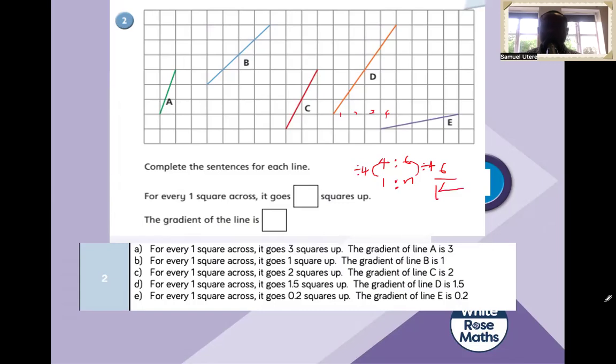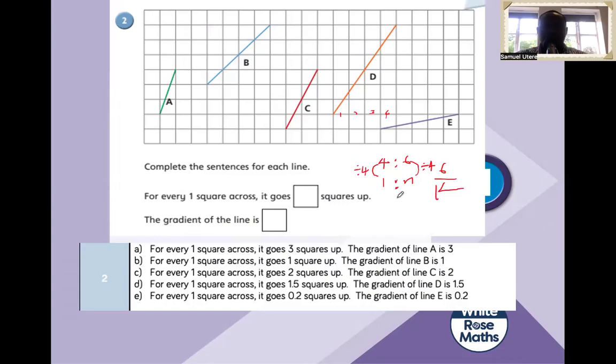And then the other one here, for every 5 across, we have 1 up. So if we divide by 5 on both sides, we would have 1 over 5. Okay, let's move on. Pause the video and answer questions 3 and 4 in 2 minutes.